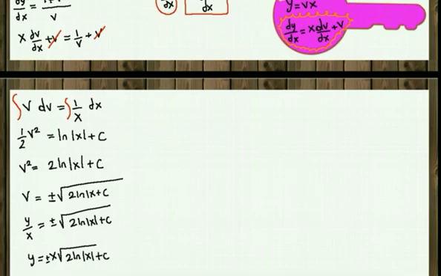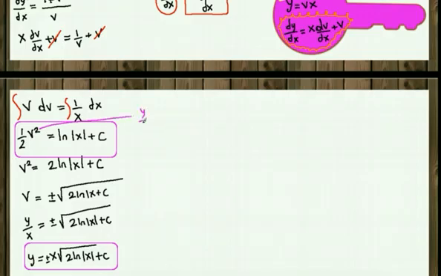So this is our explicit form, because y equals a function is our explicit form, and plus c is our implicit form. But we need to substitute v back here. Okay.